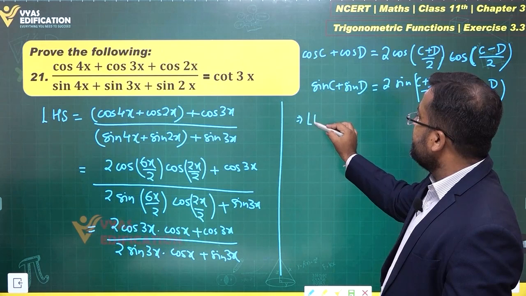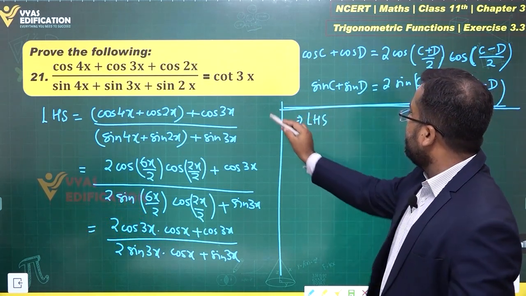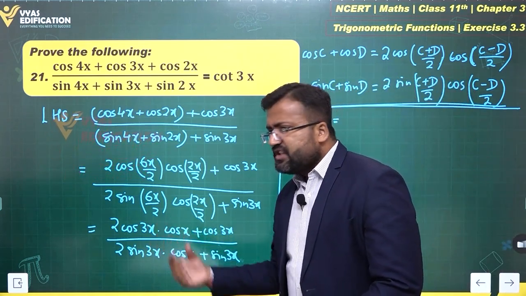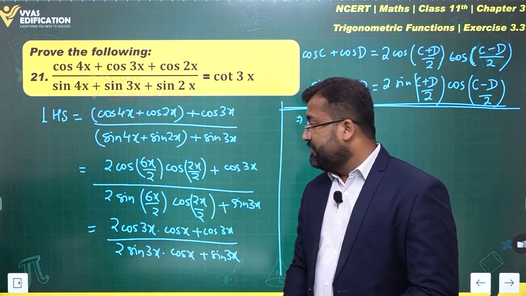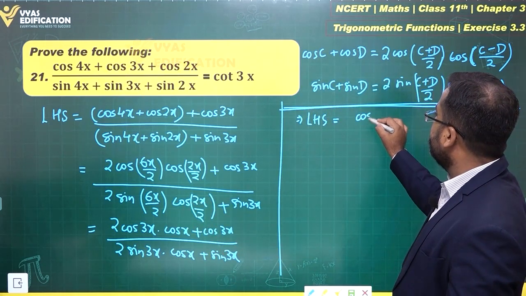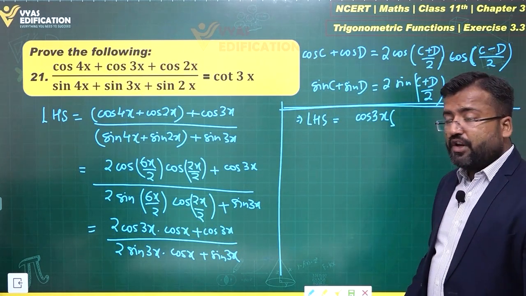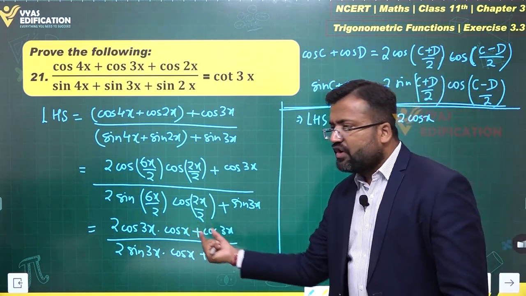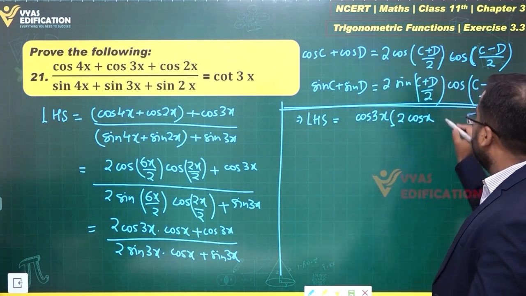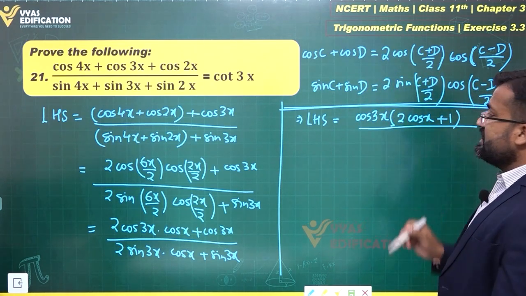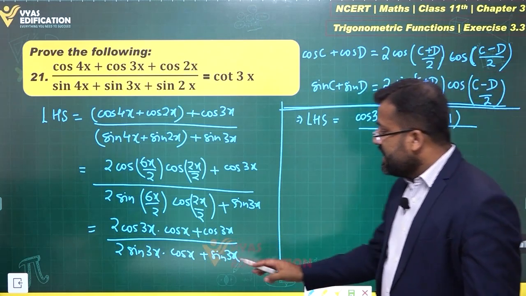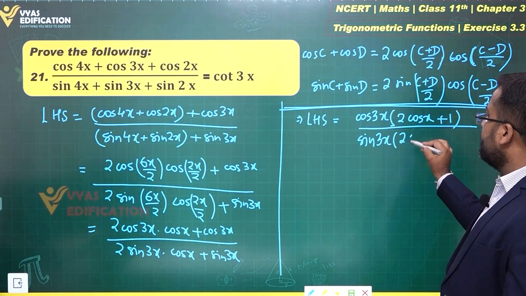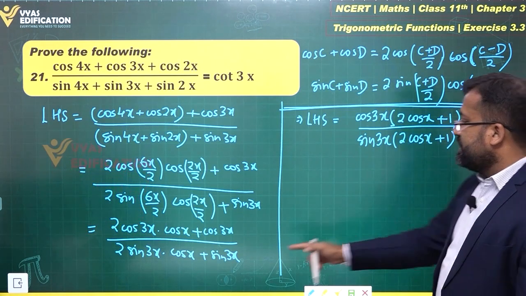This implies LHS. Let's keep this separate. LHS will be further equal to what? Can you observe that cos 3x and cos 3x are common in these terms, and let's take that out. Cos 3x will come out common in the numerator. What remains is 2 cos x from the first term. What about this term? If you take out cos 3x, what will remain? Nothing, basically 1, right? This is a product, so 1 will remain over here. Similarly, sin 3x can come out common over here, and this 2 cos x plus 1 remains over here.